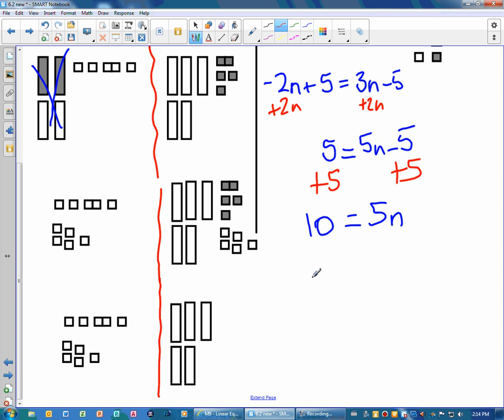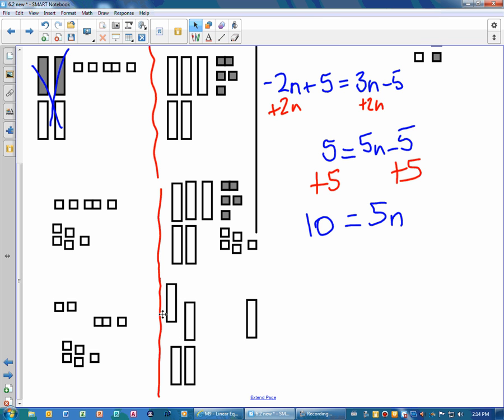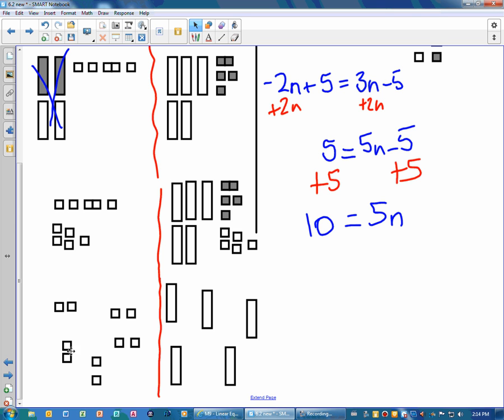And then I need 5. I have 5 of those there. I have 10 of those there. So if you do a little bit of separating, you can probably tell that each of these would be 2. This guy would be 2. This guy would be 2. This guy would be 2. And then that last one would be 2. So in the end, I know that n is 2.